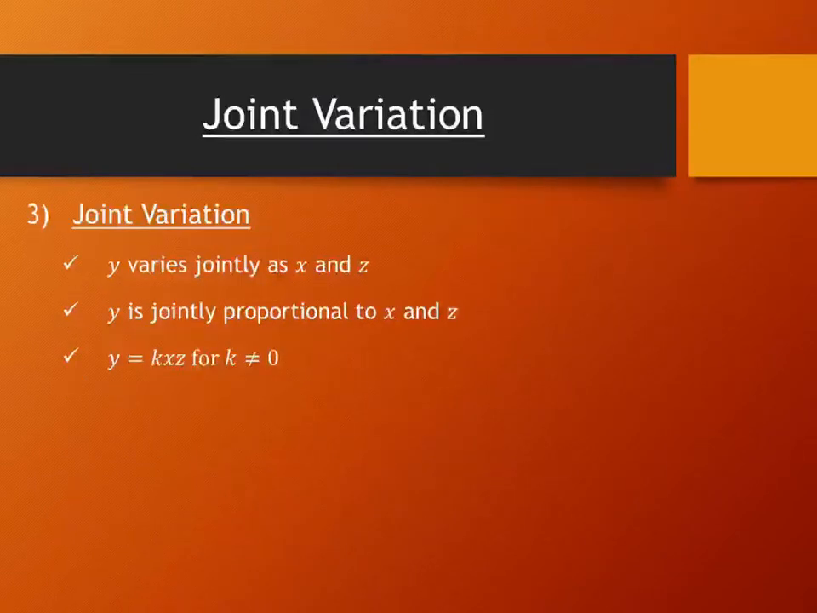Now, there is one more. It's called joint variation. y varies jointly as x and z, or y is jointly proportional to x and z. Again, the key word is joint, or jointly. So your equation says y equals k times x times z. Again, k is not 0. k is not 0 in any of these. This would be a relationship where there are 2 variables affecting an outcome.